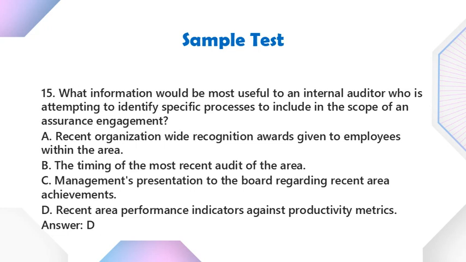15. What information would be most useful to an internal auditor who is attempting to identify specific processes to include in the scope of an assurance engagement? A. Recent organization-wide recognition awards given to employees within the area. B. The timing of the most recent audit of the area. C. Management's presentation to the board regarding recent area achievements. D. Recent area performance indicators against productivity metrics. Answer: D.